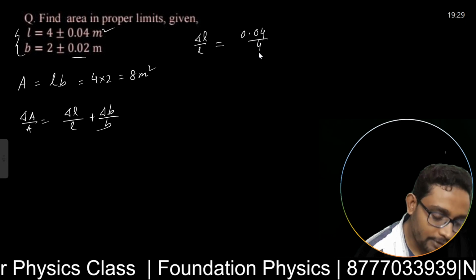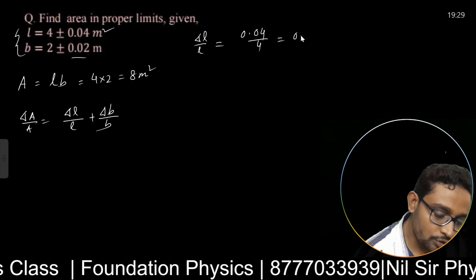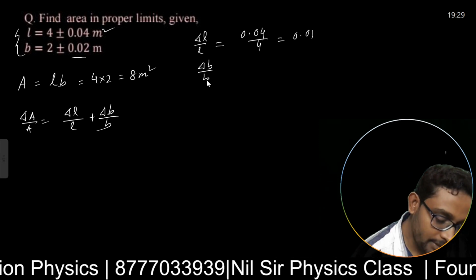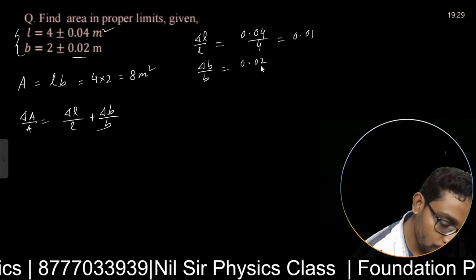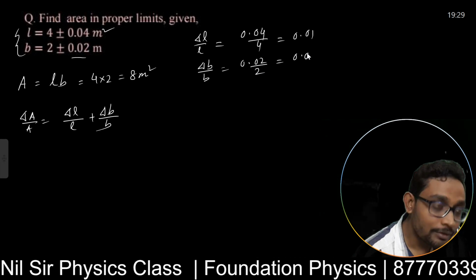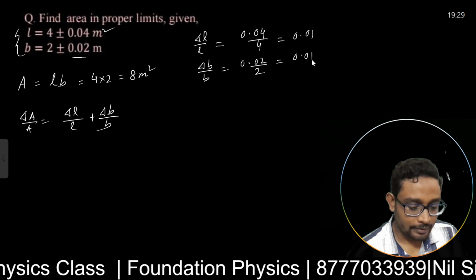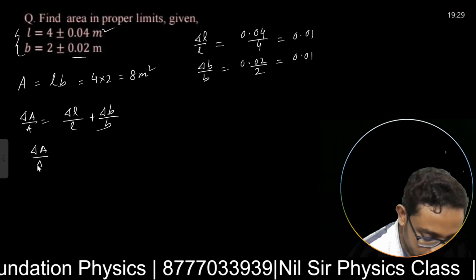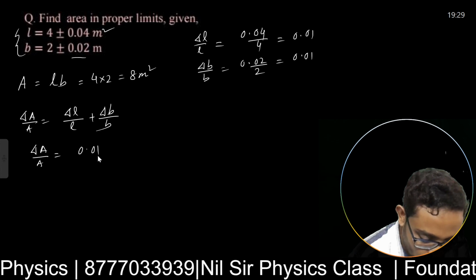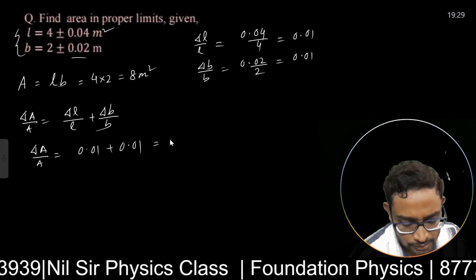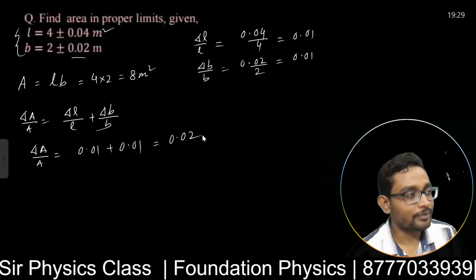0.04 divided by 4 equals 0.01. Again, delta B by B, 0.02 divided by 2, which equals 0.01, right? Then the total, delta A by A, is equal to 0.01 plus 0.01, which equals 0.02.